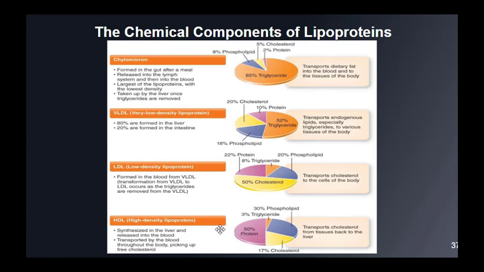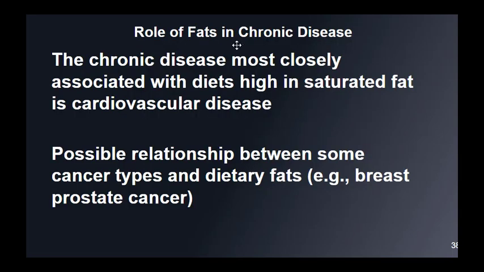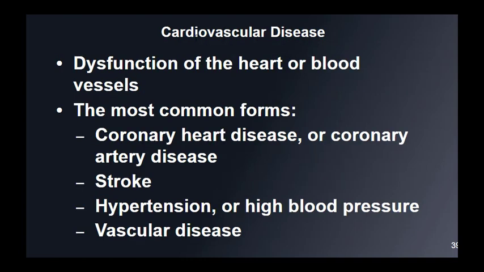Now, consuming the wrong types of fat in our diet, particularly if you're consuming a lot of saturated fat or a lot of trans fat, can actually lead to chronic disease, in particular cardiovascular disease. There's also a bit of a link between consuming too much fat and obesity, and then that obesity can lead to problems such as breast cancer and prostate cancer. So when they're talking about cardiovascular disease, they're talking about a range of different problems, whether it's coronary heart disease, artery disease, stroke, hypertension, vascular disease.